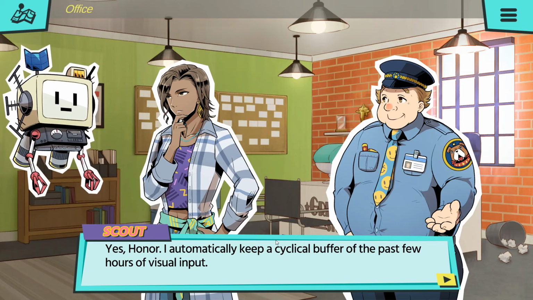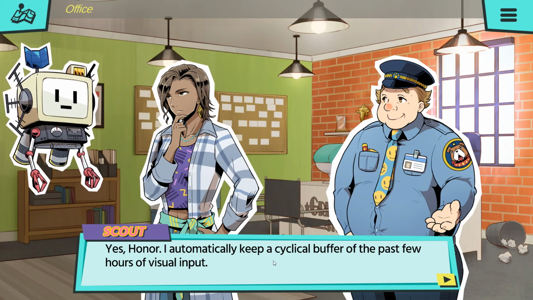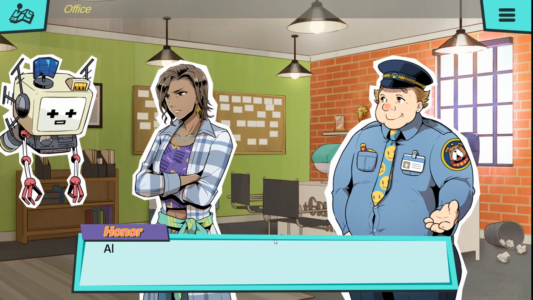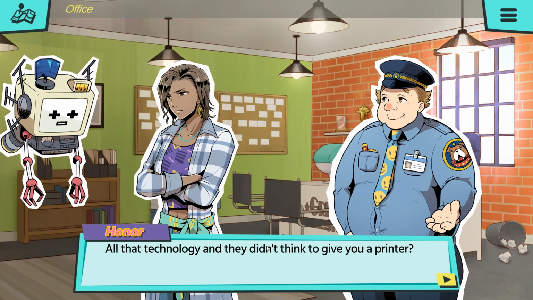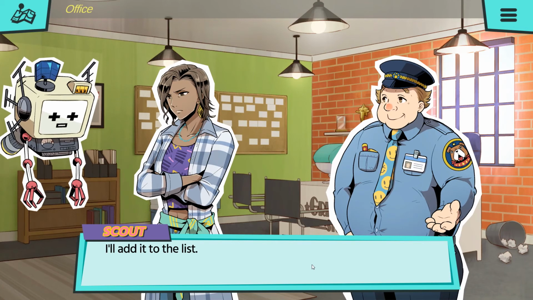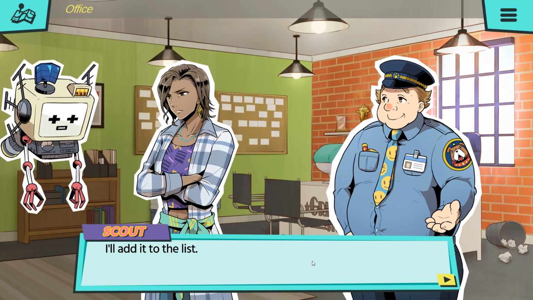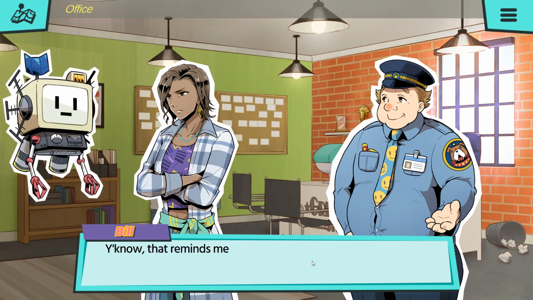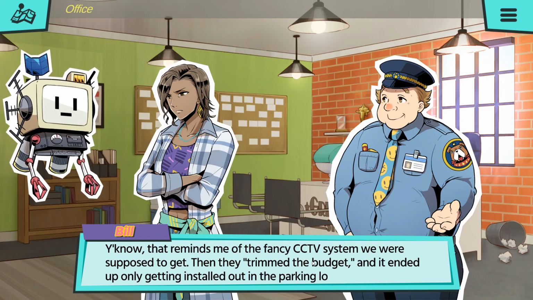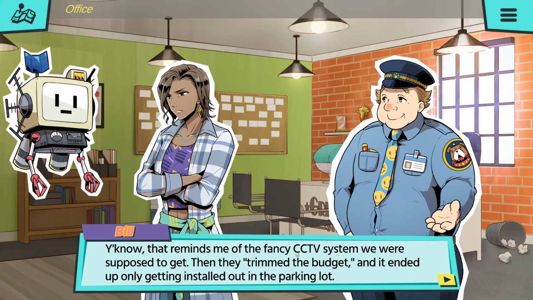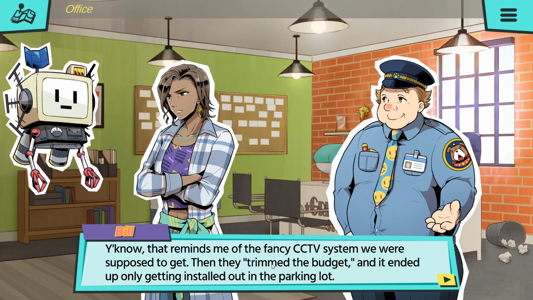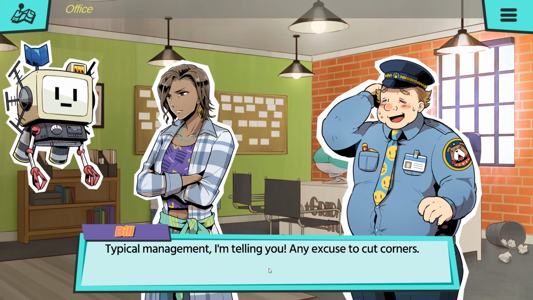Yes, Honor. I automatically keep a cyclical buffer of the past few hours of visual input. However, I have no way of displaying those images. All that technology and they didn't think to give you a printer. Or even a display to display them. I'll add it to the list. You know, that reminds me of the fancy CCTV system we were supposed to get, and then they trimmed the budget and it ended up only getting installed out in the parking lots. Typical management, I'm telling you.